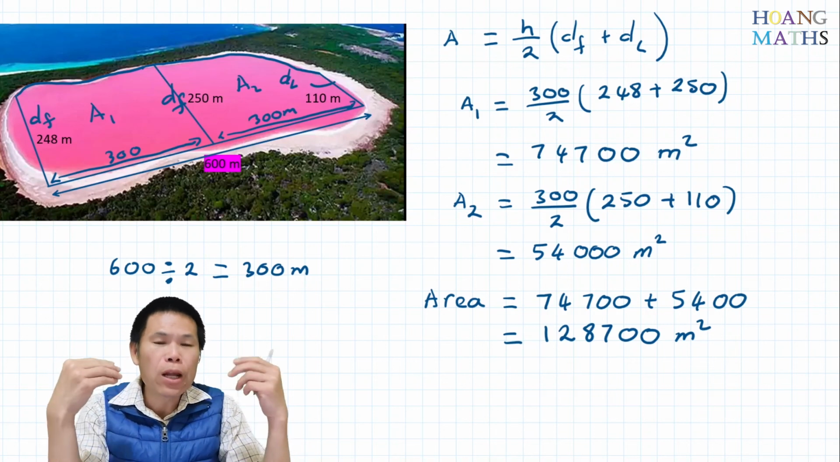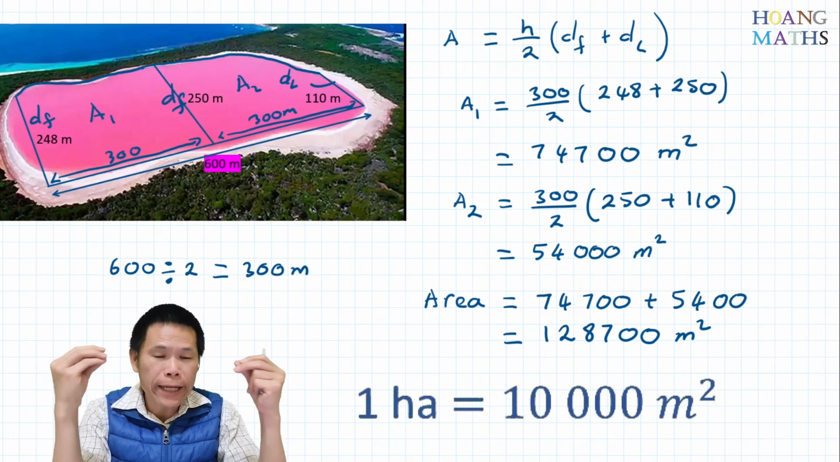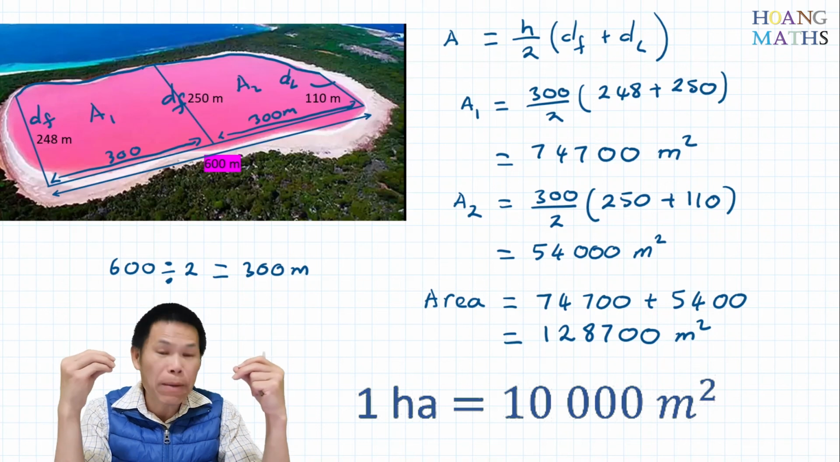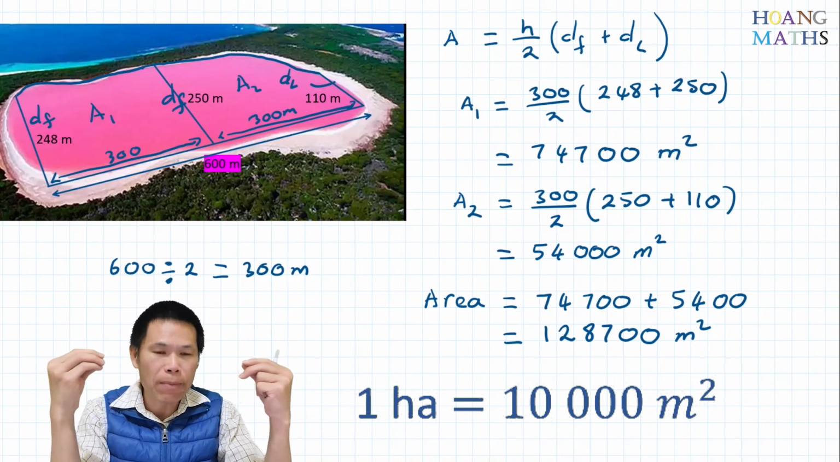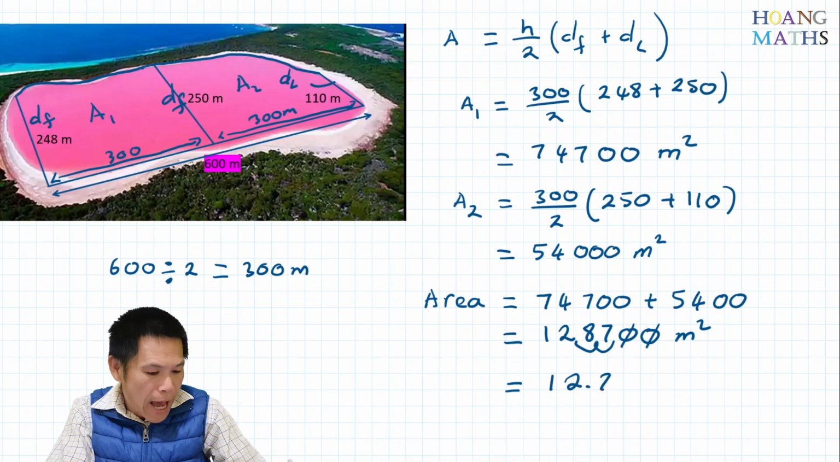So we can even convert to hectares if you like. But remember, 1 hectare is 10,000 square meters. So we just divide by 10,000. So if you divide by 10,000, it should be 12.87 hectares if you like.